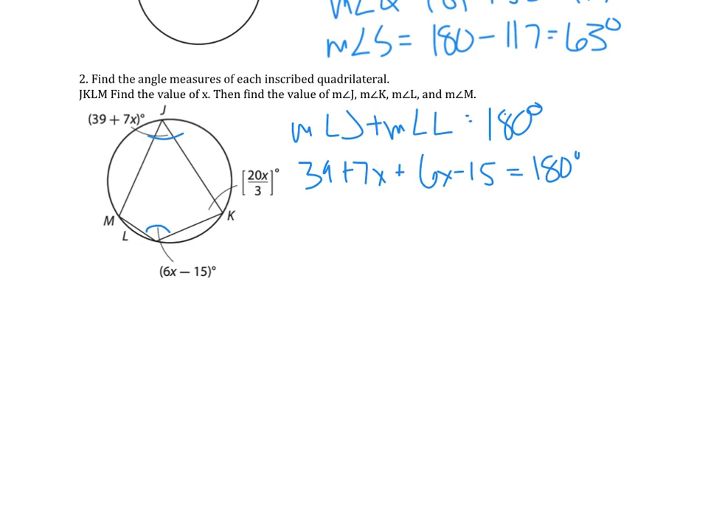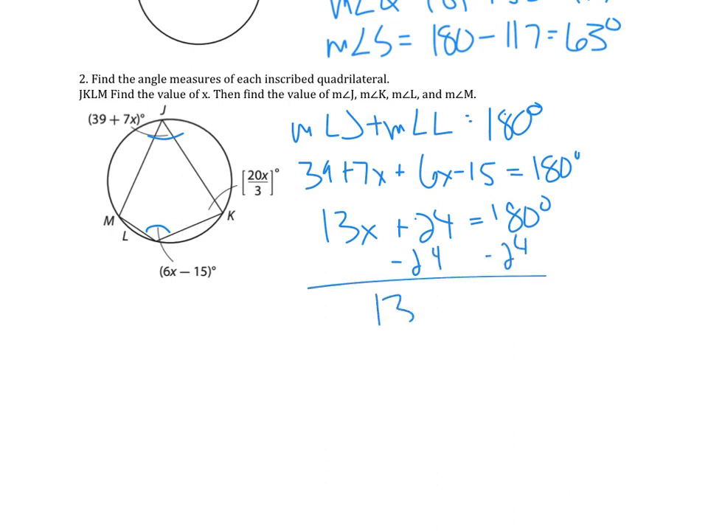Combine like terms, 6x and 7x is 13x. 39 minus 15 is going to be a positive 24, equals 180. Subtract that 24, and we get 13x equals 156. Divide by 13, which gives us x equals 12.